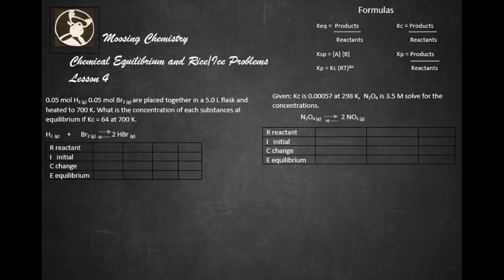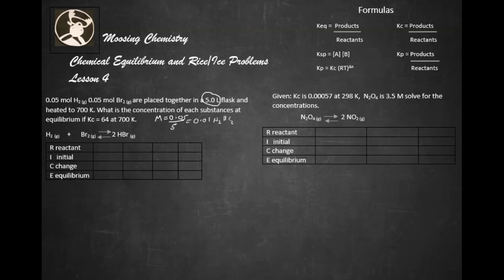Alright, first thing we need to recognize is that we have a 5-liter flask. That's really important, because we have to take our moles and change them into molar concentrations. So the molarity is going to be 0.05 divided by 5, which gives me a brand new number of 0.01. And that's going to be for both the hydrogen and the bromine. I'm going to put that for the H2 and the Br2.